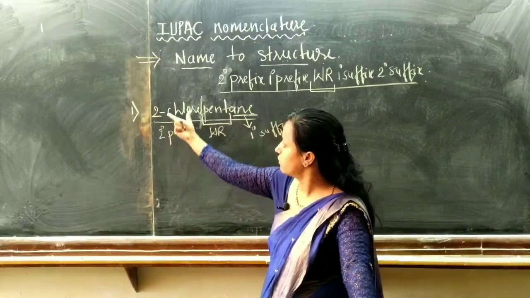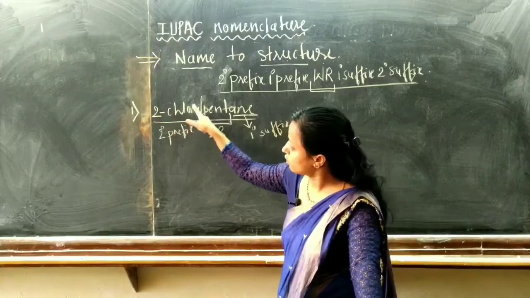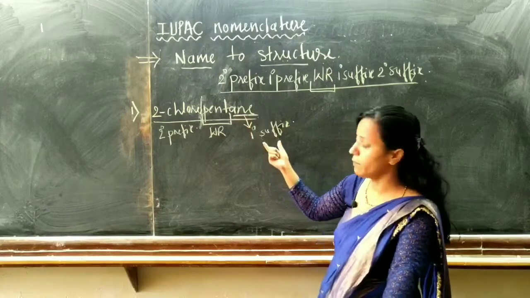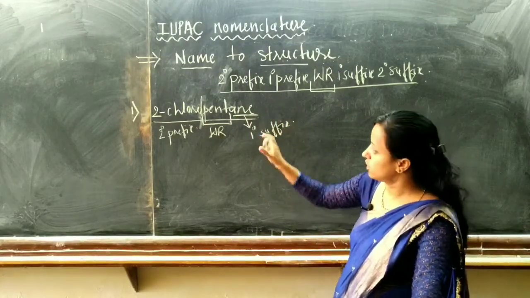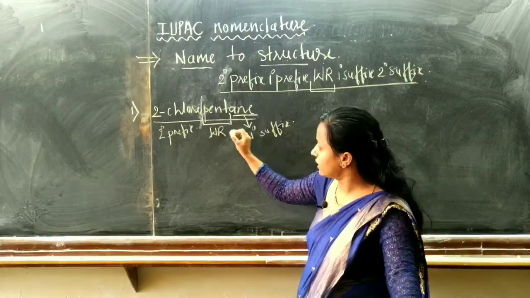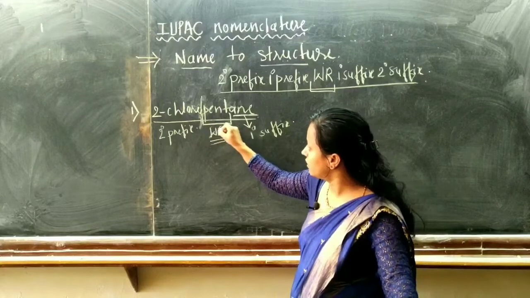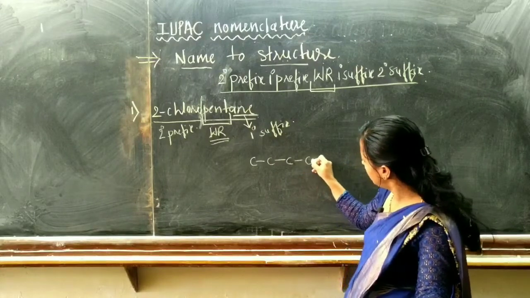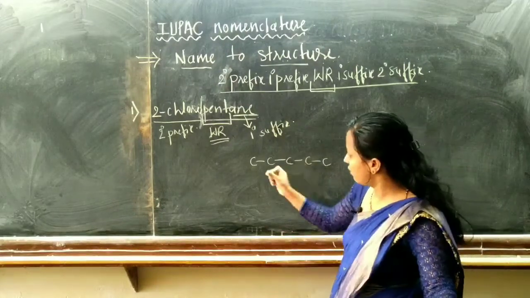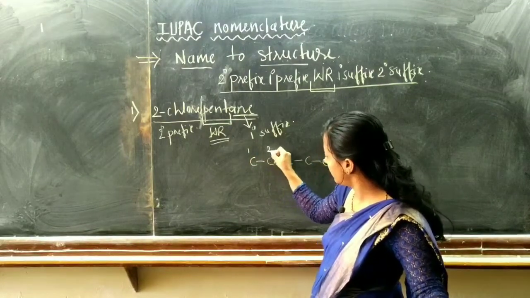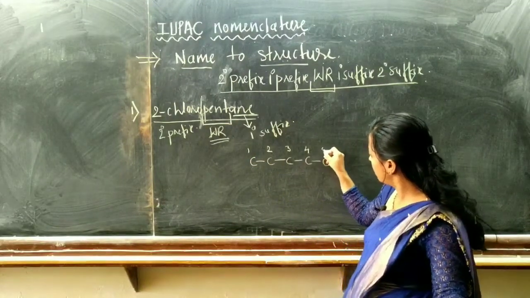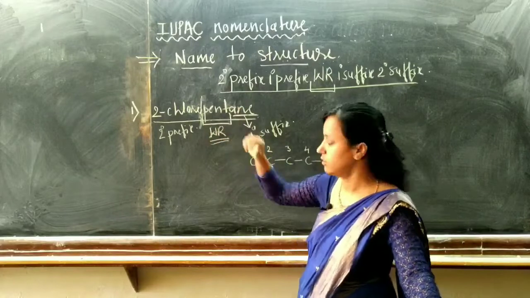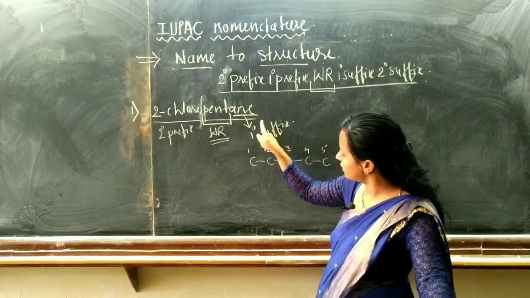The secondary prefix is given as 2-chloro, which means a chloro group is present at the second carbon. Pent is the root word and ane is the primary suffix; there is no secondary suffix. So it is a simple example. Before writing the structure we have to write the word root pent. Pent means 5 carbons, so we write these 5 carbons and give numbering, either from the left side or the right side: 1, 2, 3, 4, 5.